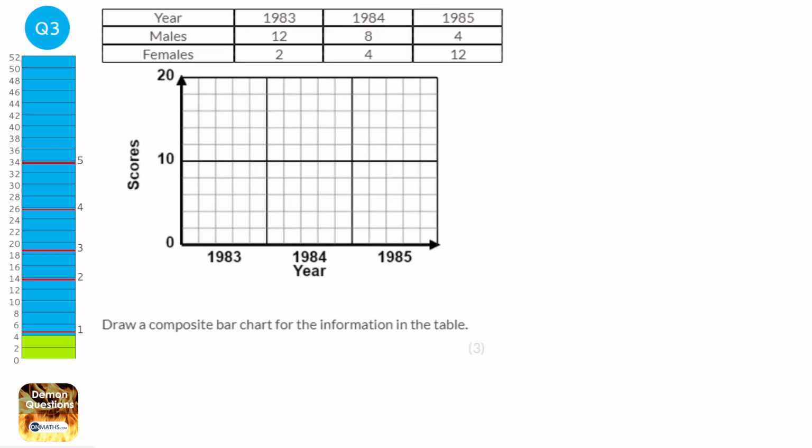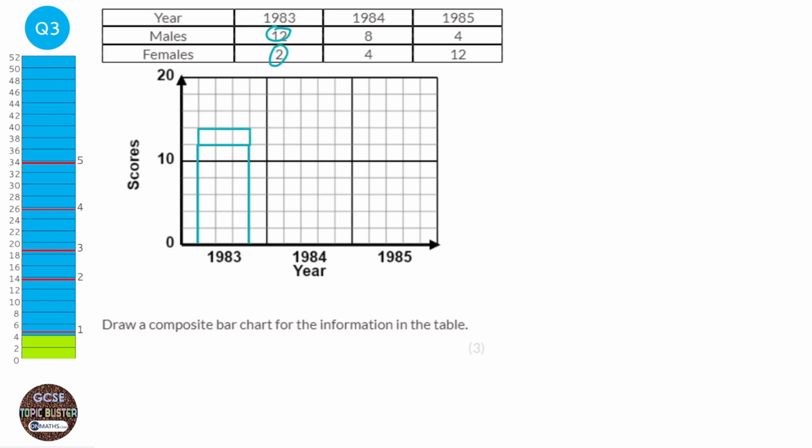So a composite bar chart is where you'll stack the bar charts on top of each other. So we're going to start with this 12 here. And so I'm just going to do a bar up to 12. And these lines go up in twos, so it would be there. And then we're going to do this females. So we've done the males, we're going to do the females. And the females is only going to be 1 high because they're going up in twos.